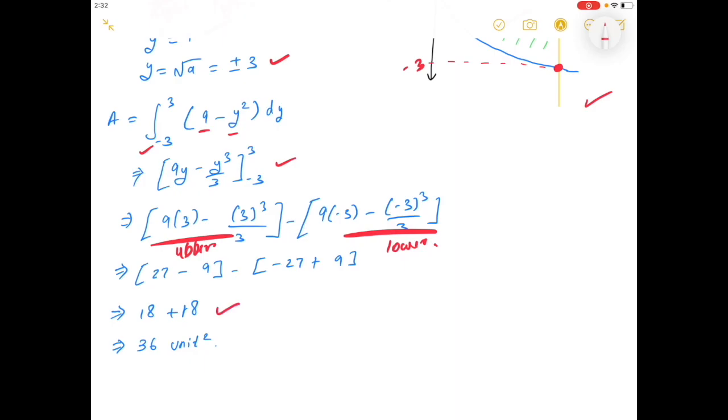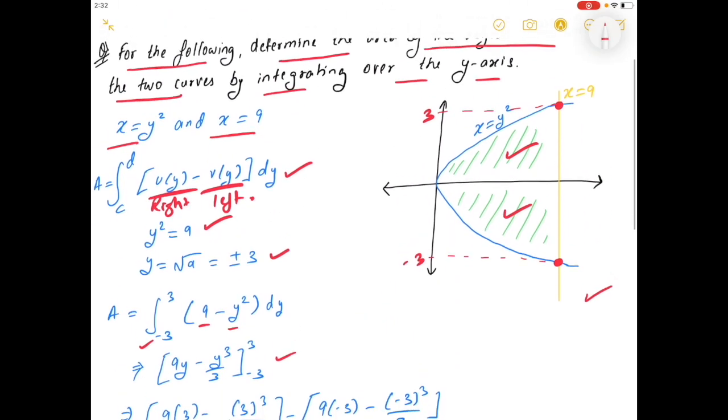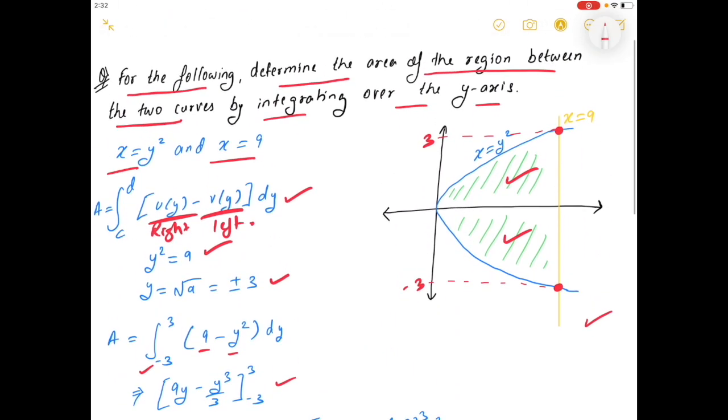After solving this expression we got 36 units square. So that's the area between these curves. Integration gives the area under the curve. So integration is a very useful tool to find the area under the curve as well as between the curves if we can just subtract the functions together between the limits. I hope you understood this. Thank you.